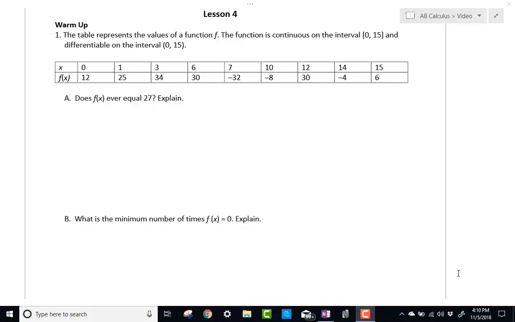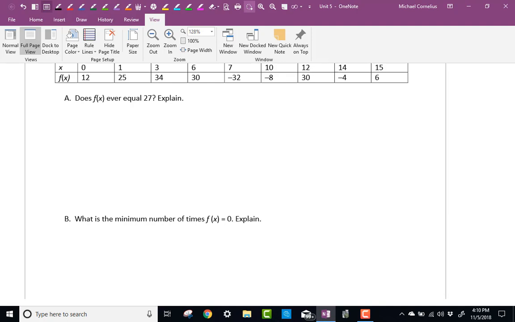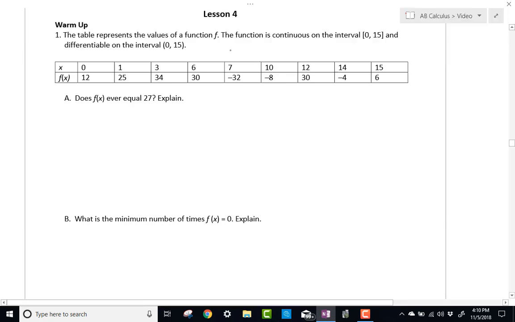Alright, so starting with the warm-up in lesson 4 here, it says the table represents the values of the function f. And let me grab a pen here before I continue. The values of the function f. The function is continuous on the closed interval and differentiable on the open interval from 0 to 15. Alright, it says, does f of x ever equal 27?